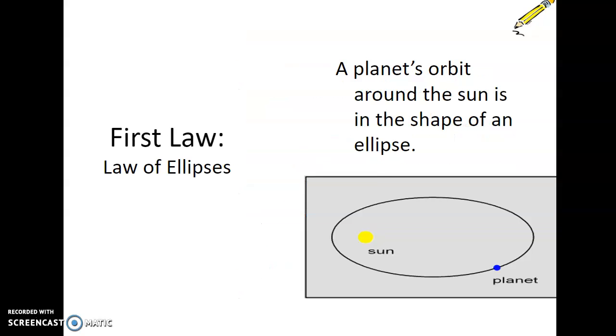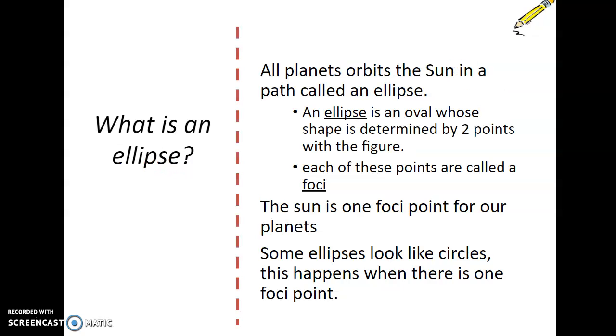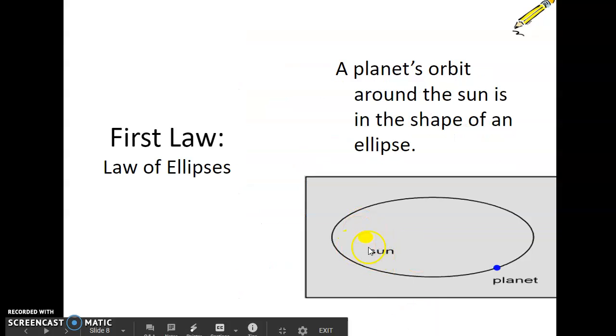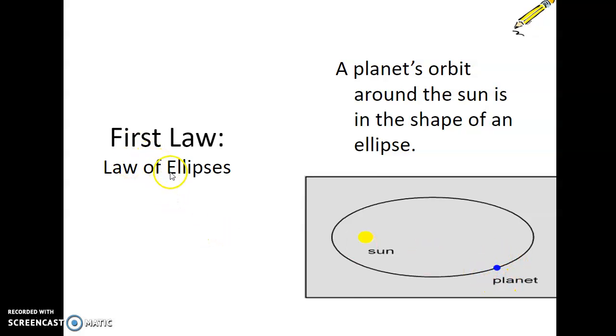Okay, so the first part of Kepler's law is the law of ellipses. Remember, we talked about how an ellipse has two foci. This picture demonstrates this. The sun would be one focus. Our planet, maybe this is Earth, maybe this is Mercury, whatever, is our second focus. So the law of ellipses is really simple. It's actually in its own name. The law of ellipses states that a planet's orbit around the sun is in the shape of an ellipse. If you have trouble remembering this law, just look at the name: law of ellipses, in the shape of an ellipse.